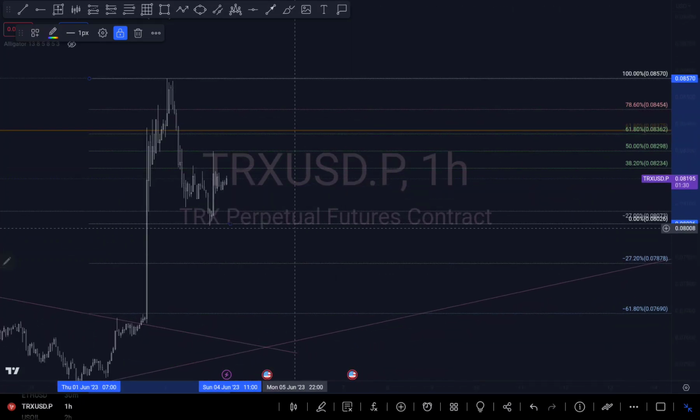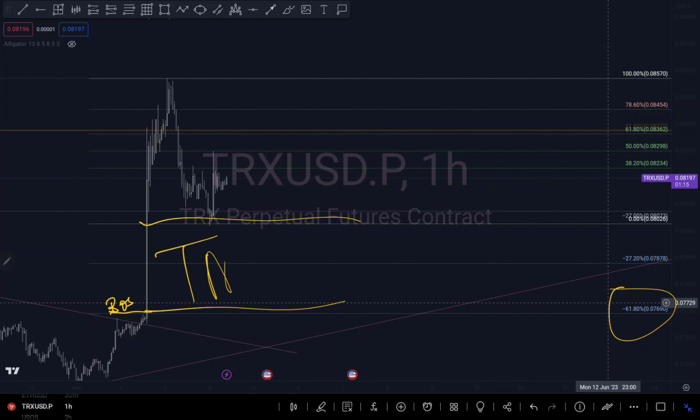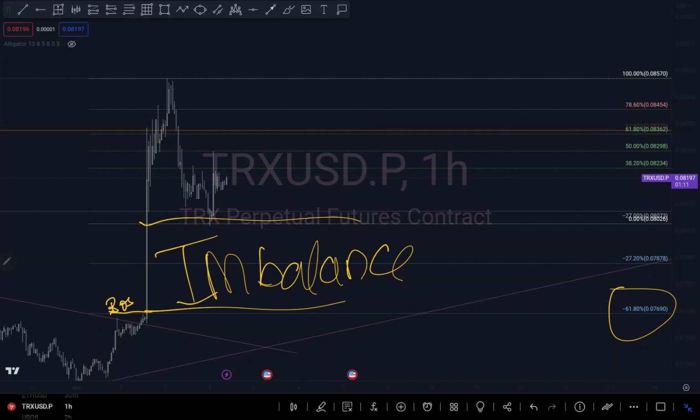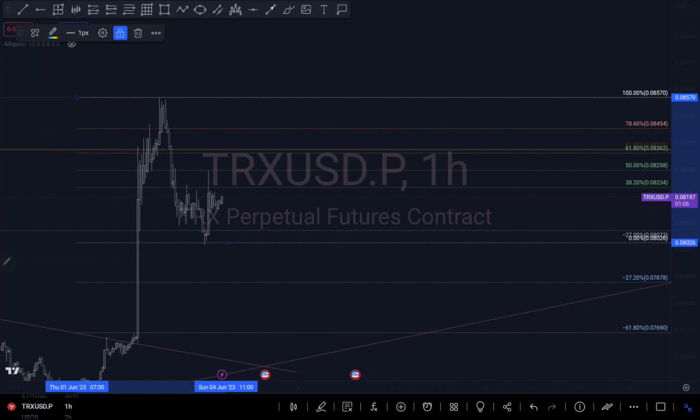So what are we looking at now on this? We can see that my negative 61.8 aligns perfectly well with the break of structure line right at that level. So I see a possible move for that to happen and to fill in this imbalance right here, because there is an imbalance around this area. So I see coming down here to fill in that imbalance. So what are we seeing right now on TRX?